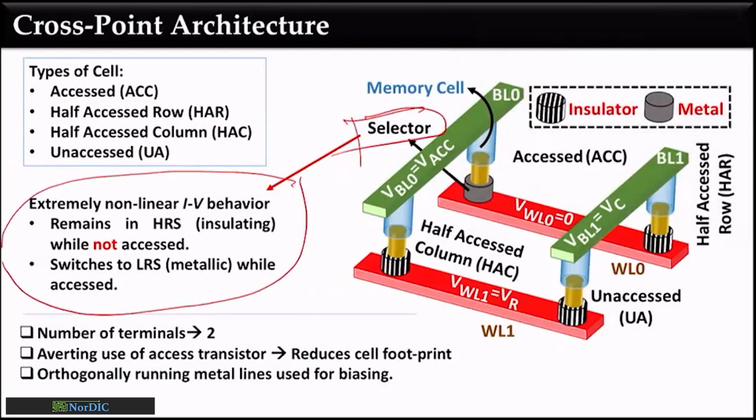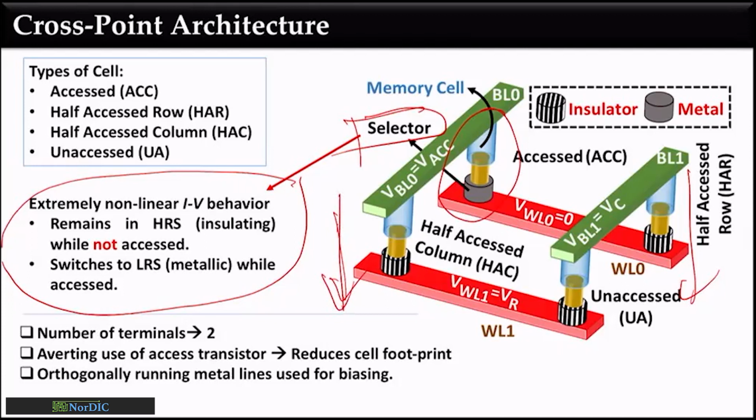Let me ask you a question now. Access cell, you are trying to access, meaning you are trying to read or write, right? But you are not trying to do anything to the other cells. But you notice that they might have some voltage appearing across them. Is there any better way to make sure that not much current flows through those cells? Is there any way to minimize the current? There will be some current, I agree, some degree of current, but is there any way to further reduce the current flow through those half access row and half access column cell?